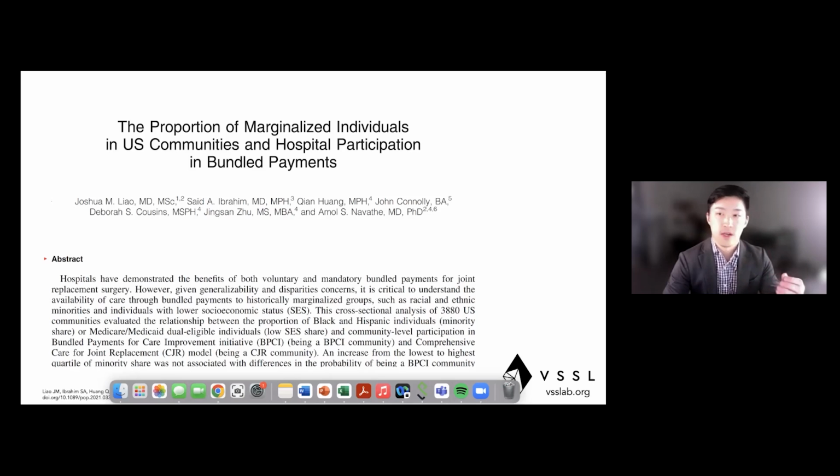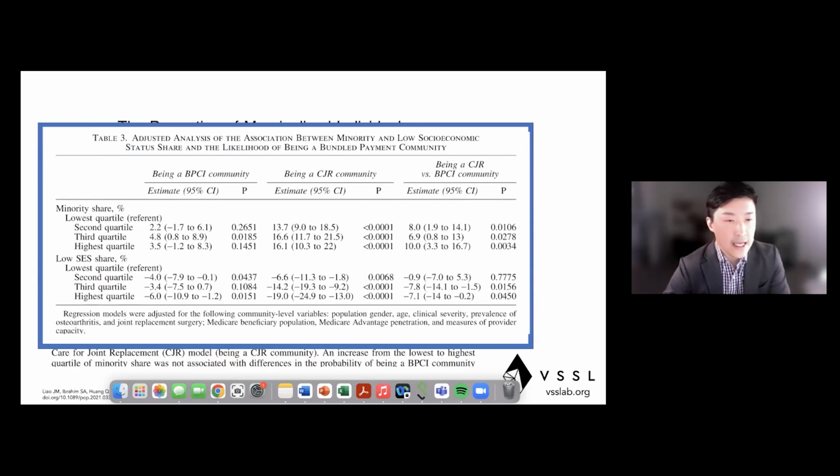But a similar concept: was uptake and participation and inclusion in these programs similar across communities based on the makeup of the communities? And what this shows, again, is the answer is no. And I won't go through each of these lines one by one, but just to say that as you move across quartiles, so as the proportion of either racial minorities or ethnic minorities increases, or as the proportion of individuals facing socioeconomic barriers increases, you see the probability of being included in BPCI, that's the first column, or being included in CJR, or going head to head, being a CJR versus a BPCI community, they differ.